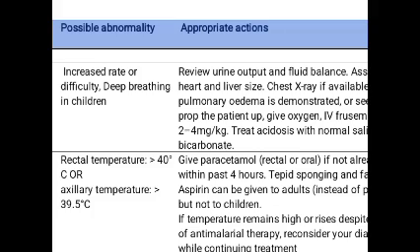Appropriate action: review urine output and the fluid balance. Assess lung, heart, and liver size. Chest X-ray if available. If pulmonary edema is demonstrated or seems likely, prop the patient up. Give oxygen and IV furosemide 2 to 4 milligram per kg. Treat acidosis with normal saline and bicarbonate.